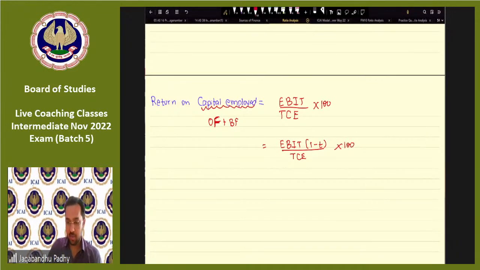Now, what is this? EBIT (1 minus T) upon total capital employed. EBIT (1 minus T) is the after tax figure. That is, 1 minus T is giving it the after tax effect. Okay, that's your EBIT.